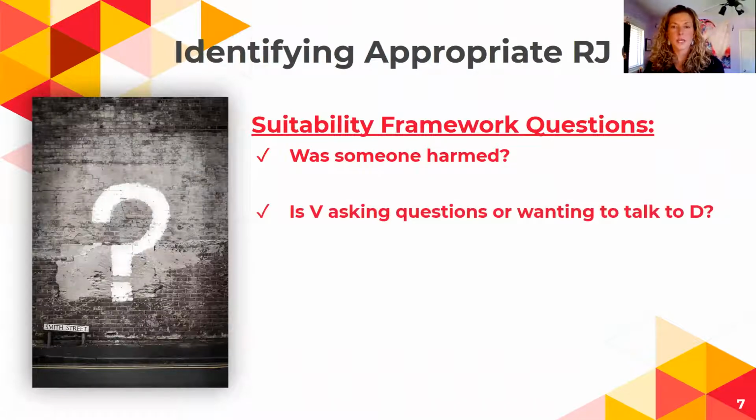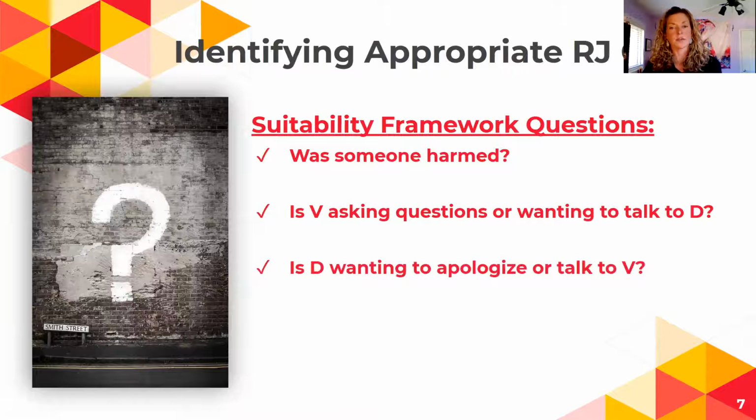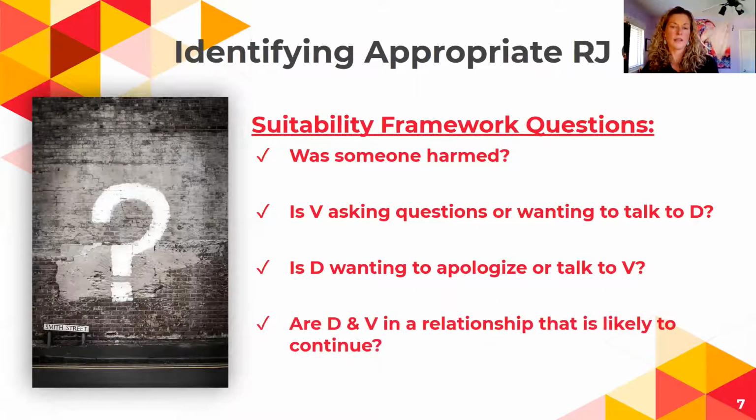Is the victim asking questions or wanting to talk with the defendant? Is the defendant wanting to apologize or talk with the victim? And are the defendant and victim in a relationship that's likely to continue? That could be a partnership, neighbors, coworkers, or a parent-child, but are these people likely to continue interacting in life? These are just some ideas of questions when you're starting to develop your own program, a way to think about determining which cases are appropriate.